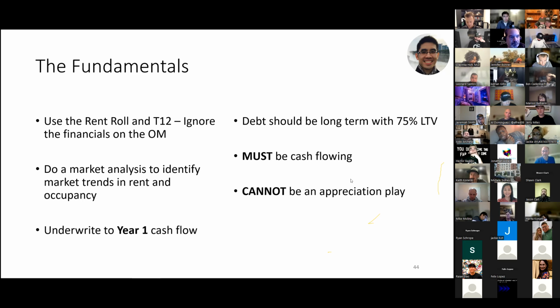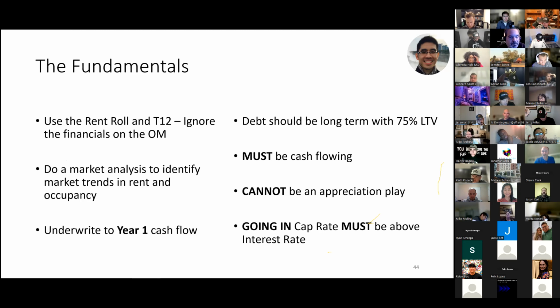So no vacant buildings. That's not a stabilized property, and you are not going to make money day one. So again, we're not buying on appreciation. It must be cash flowing day one. And then going in cap rate must be above interest rate.